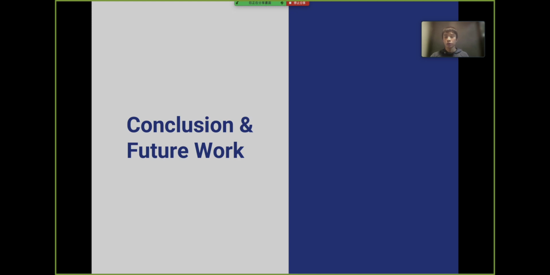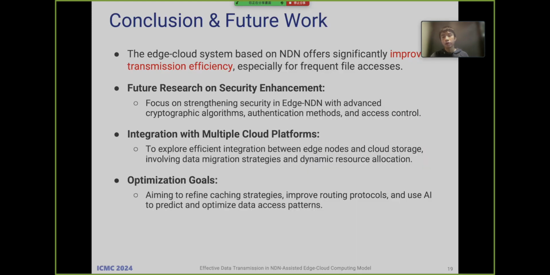So in conclusion, our study illustrates the potential of integrating NDN with edge computing for efficient data retrieval within the edge cloud computing paradigm. We look forward to building upon this work to further enhance the security, scalability, integration, and performance aspects of the edge NDN architecture.